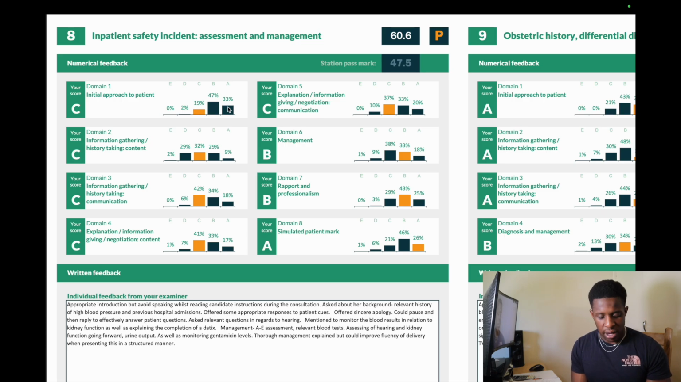So my feedback was: appropriate introduction, but avoid speaking whilst reading candidate instructions during the consultation. Yeah, so I was reading back my brief as I was speaking. So if you have to read a brief, maybe say something and then finish speaking, let the patient start speaking, then maybe look down, or look down while you're thinking, or even just let the examiner know, do you mind if I just have 10 seconds to collect my thoughts? A lot of my friends did that, and they said they had good feedback and there was no problem with that.